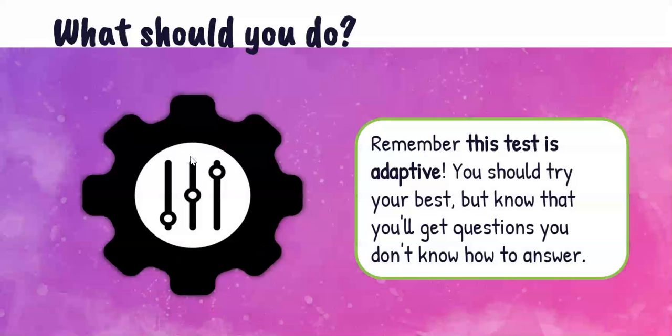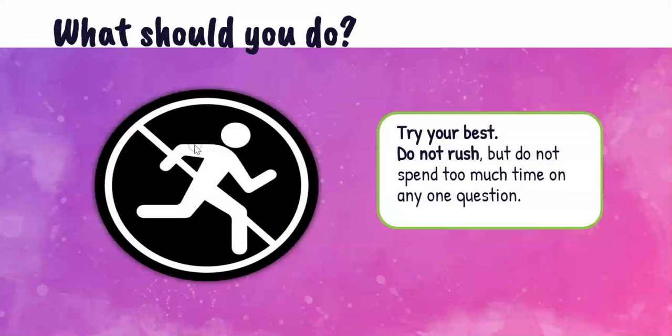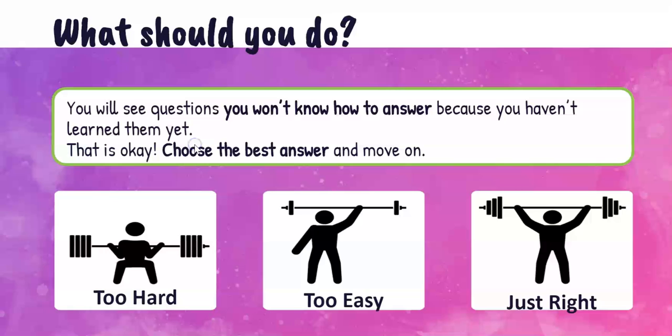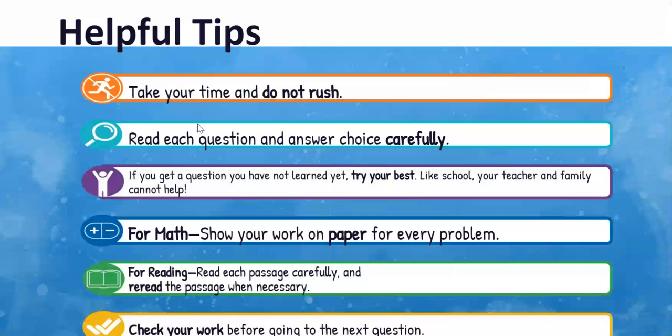So just remind them that it's an adaptive test and they should try their best and show us what they know. We do instruct students not to rush when they're taking it, but not to spend too much time on a question that they don't know. We don't want them sitting there for hours trying to get an answer to a question that they clearly haven't learned the content for yet. Students are going to see things that are too hard, they're going to see things that are too easy, and they're going to see things that are just right. And that's okay. Just tell them to choose the best answer and move on.